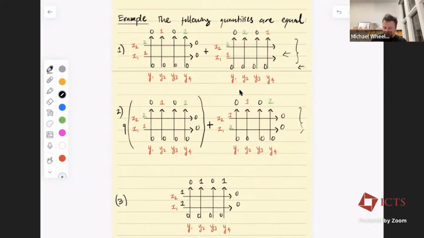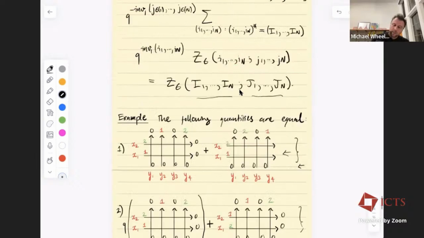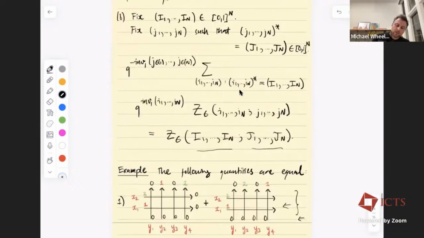And likewise, quantity number 2 is also equal to quantity number 3. And that again is just color blindness. It's the second version of color blindness, the one that has this Q symmetrization showing up. So you go ahead and work out the powers of Q that we have in this case.